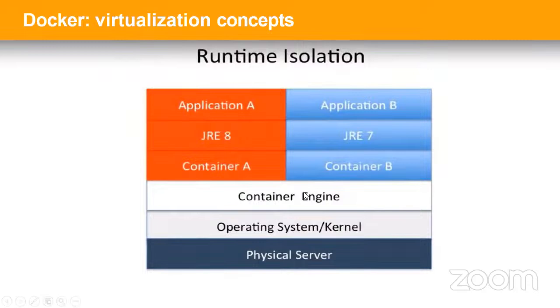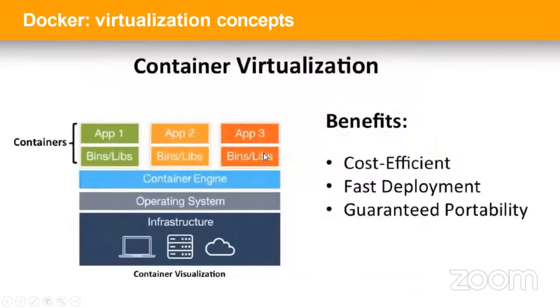This is a very important part, because if any task asks what runtime you are using, you can tell that you are using the Docker container engine. Here you can also see Application A with JRE 8, meaning Java 8, and Application B with Java 7. You can run multiple applications like this. And if you come to the next step, container virtualization benefits: what are the benefits of using containers?